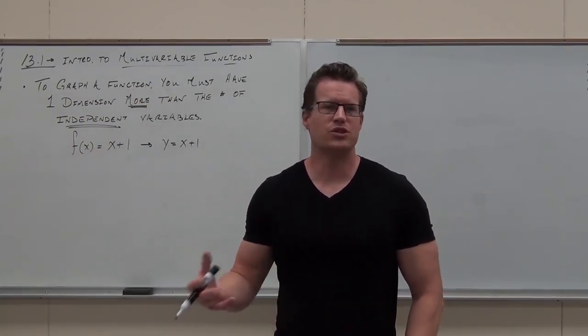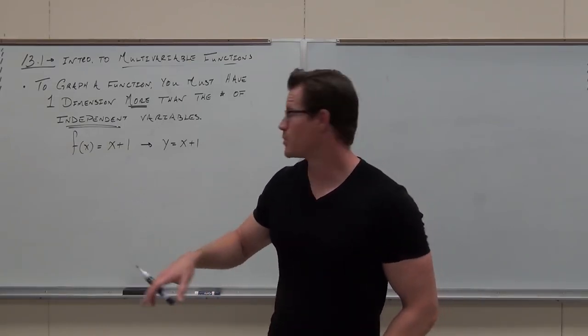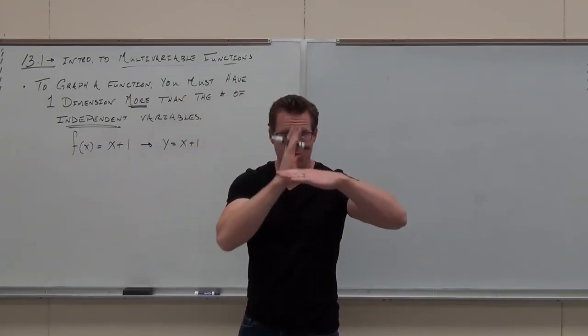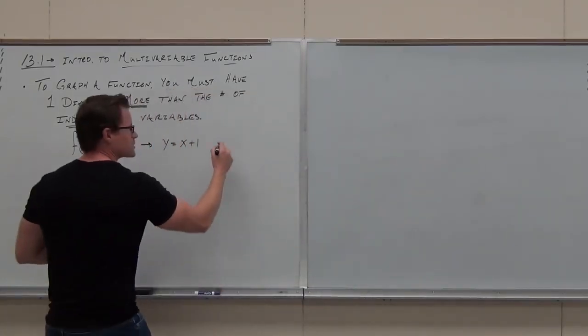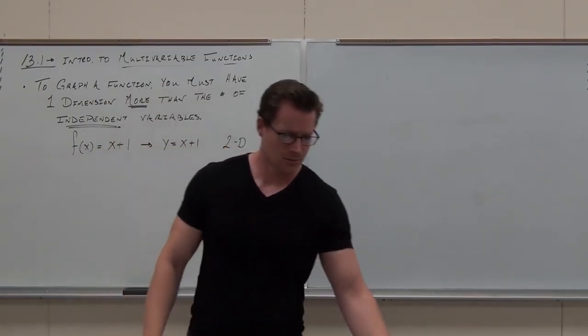How many dimensions would you need to graph this graph? Two. Notice it's one more dimension than the number of independent variables you have. So we have a direction for the x, we got a direction for the y, that's two dimensions, two directions. So this would be graphed in 2D. Now we step it up.